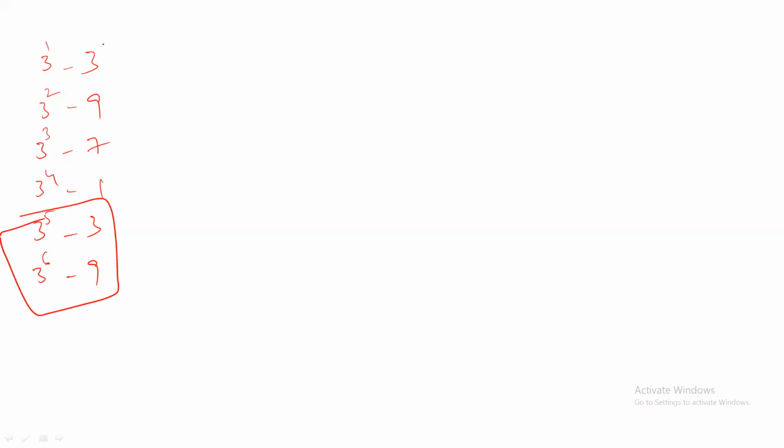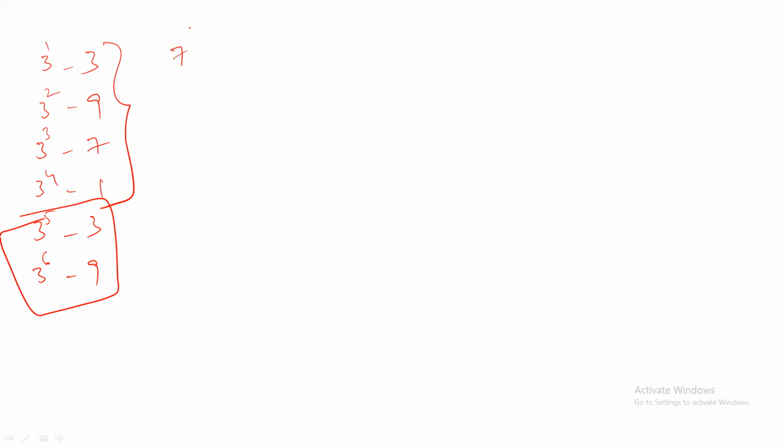3 power 1 is 3. 3 squared is 9. 3 cubed is 27, so it ends with 7. 3 power 4 is 81, ending with 1. 3 power 5 will again end with 3. 3 power 6 will end with 9. So no need to bother about these numbers. Why? Because if you check again, the cyclicity repeats after 4 numbers.